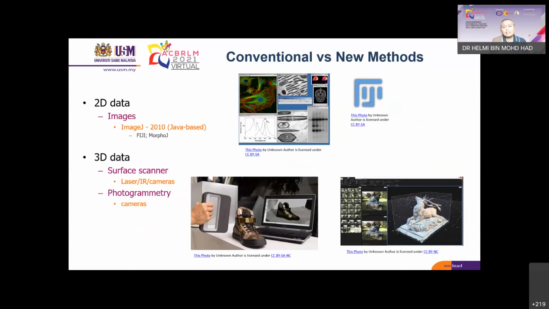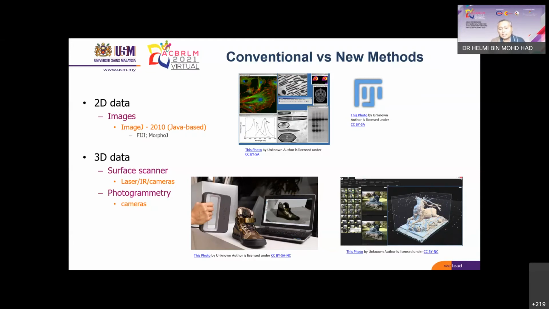For both conventional and new methods, we will get 2D and 3D data. So 2D data we can analyze, or we can capture, with ImageJ, for example. So if you have a lot of 2D data, you can do analysis in ImageJ. Fiji is also ImageJ, or Morpho-J. For 3D data, we can also use a lot of tools, but before we do analysis, we need to collect the 3D data. And to collect 3D data, we need to rely on either surface scanners or photogrammetry.